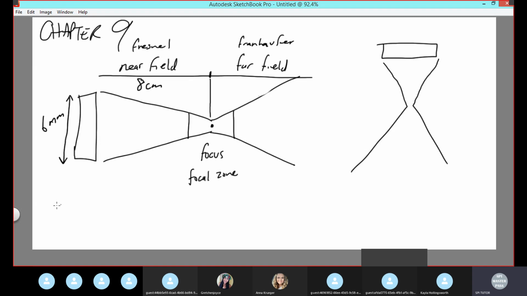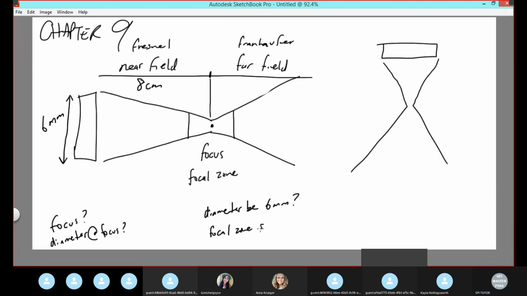And then from here, they want to know, where is your focus? They want to know what your diameter is at the focus, like how wide you are at the focus, and then when your diameter will be 6 millimeters again. So they can ask you these three questions. And they can also ask you about the focal zone: where does it start and where does it end? So they can ask you that.